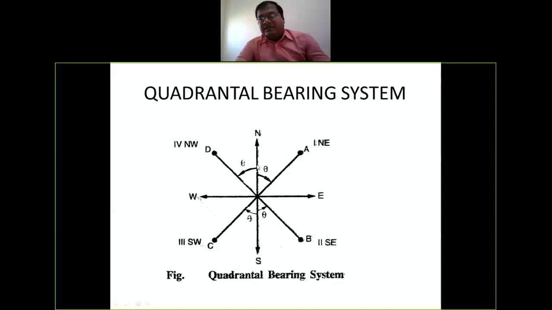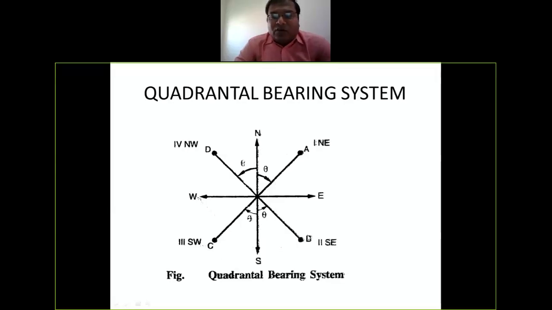Here, whenever we measure the angle, we will measure either with respect to north pole or south pole. In the previous case, in whole circle bearing system, whenever we measure the angle, we always measure with respect to north direction only. But here you have to see your survey line is in which quadrant. For example, you can see your OA line is here. It lies in the first quadrant. This OA line is approaching which pole? You can see here, north pole. So we will measure angle with respect to north direction.